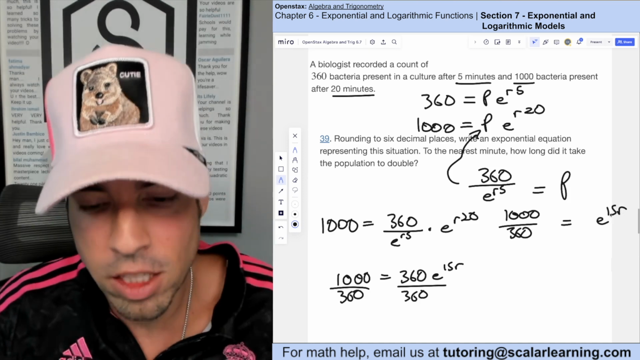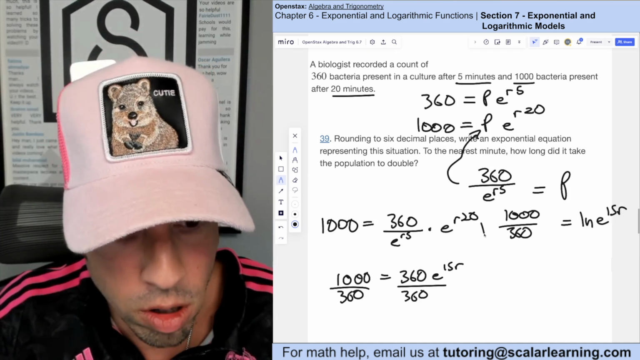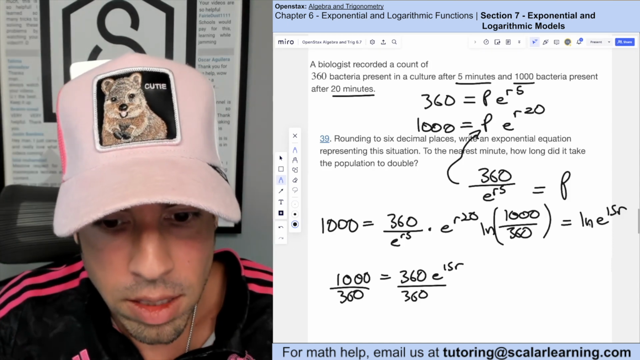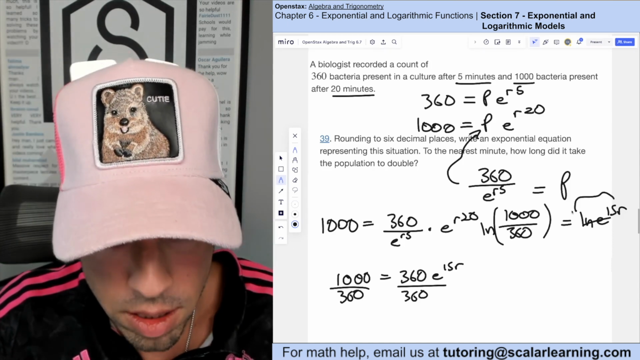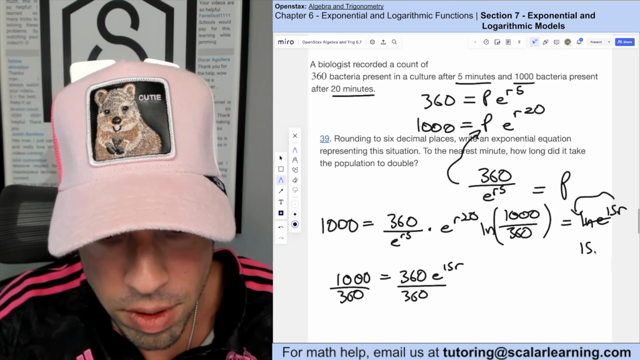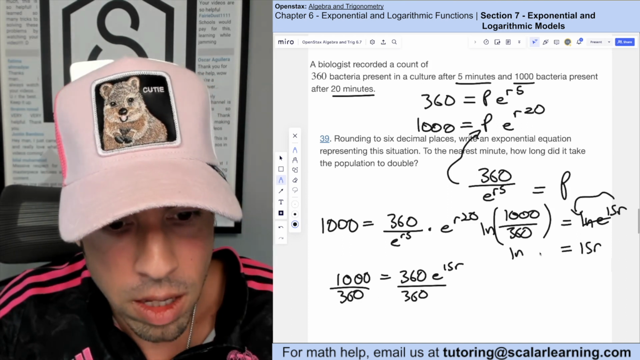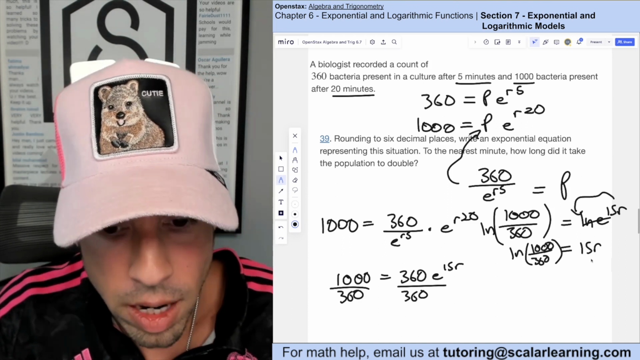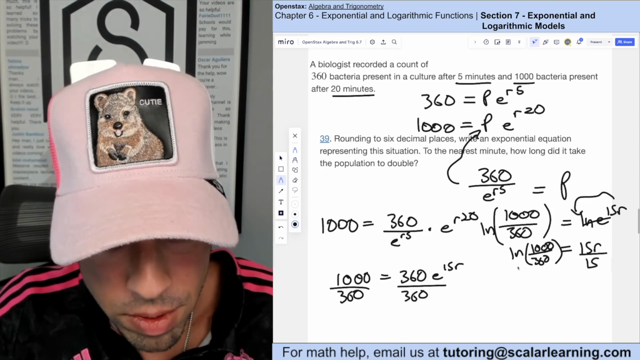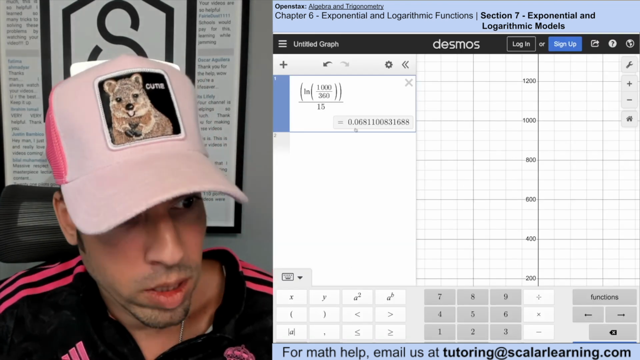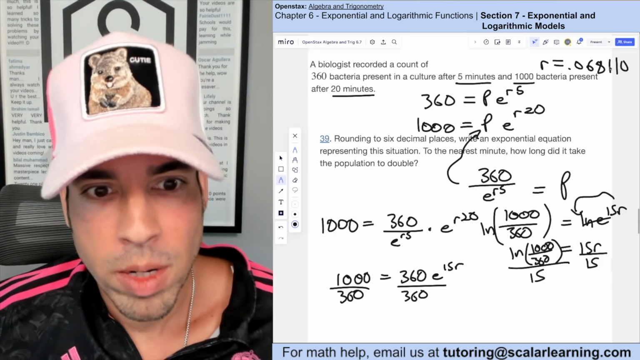Now to solve for that exponential variable, we have to take the natural log of both sides. That turns into 1 and allows me to bring this down as a coefficient. So now I have 15r equals ln of 1,000 over 360. To solve for r, we divide by 15, and we get 0.06811. So there we have a value for r.